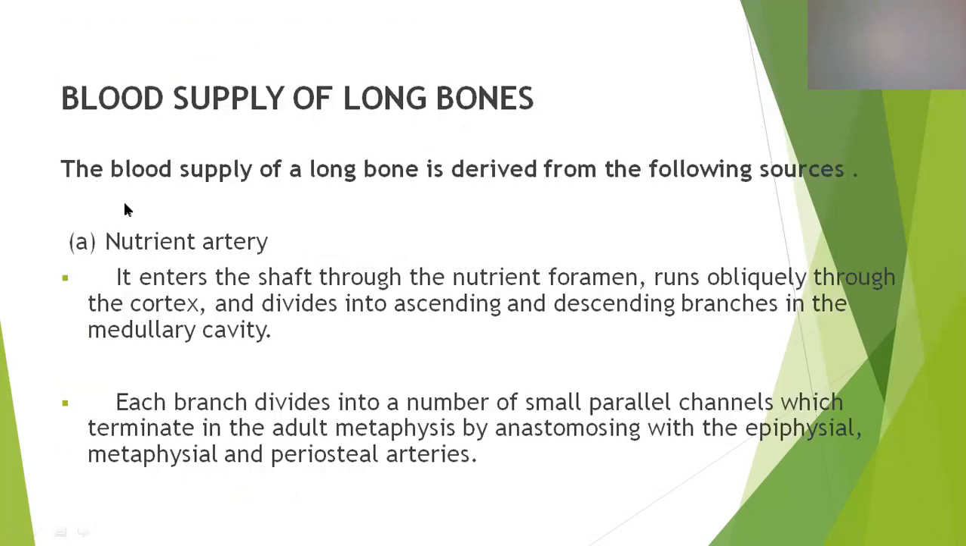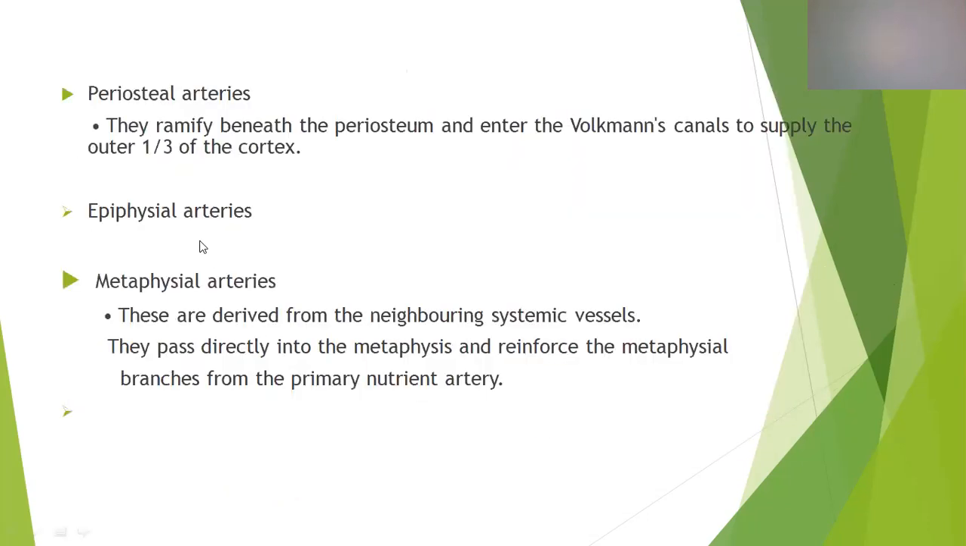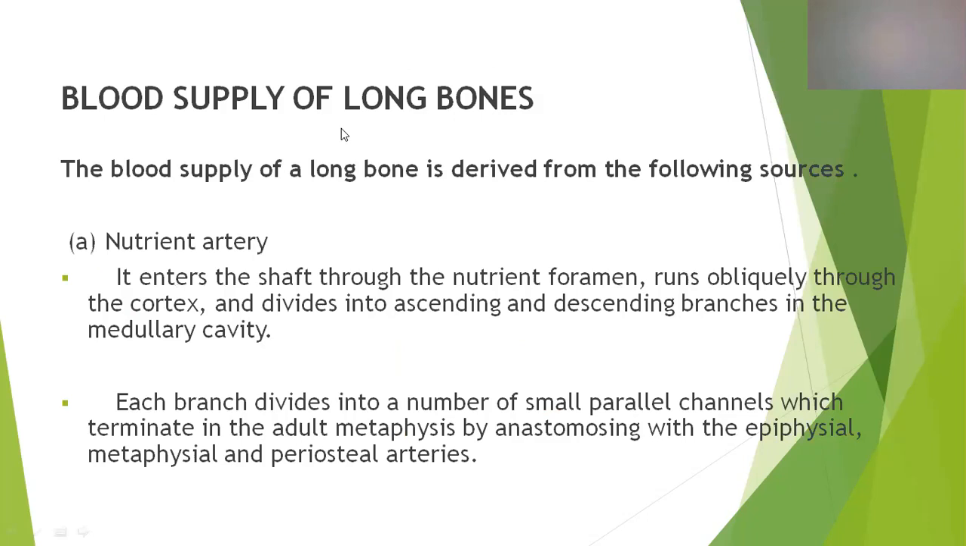Now, what is the arterial supply of this developing long bone? It is supplied by the nutrient artery, then the periosteal artery, then the epiphyseal artery, and the metaphyseal artery. These are the different arteries supplying the long bone. Not only the developing long bone, the mature long bone is also supplied by these arteries.